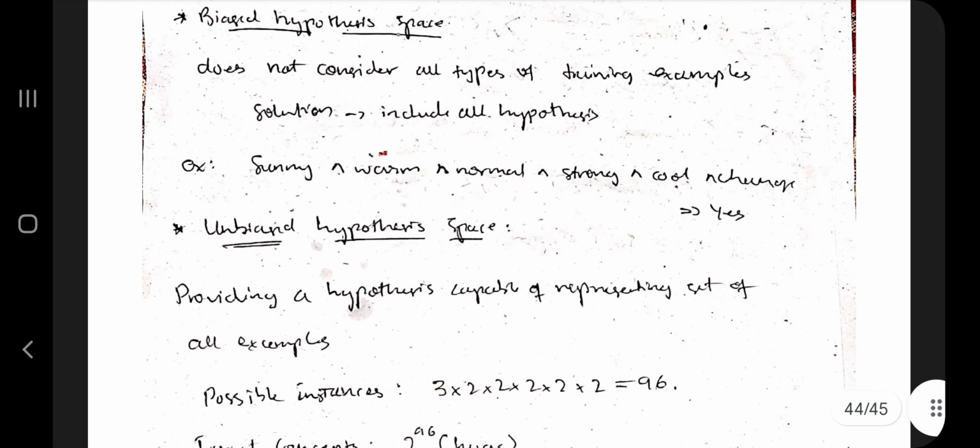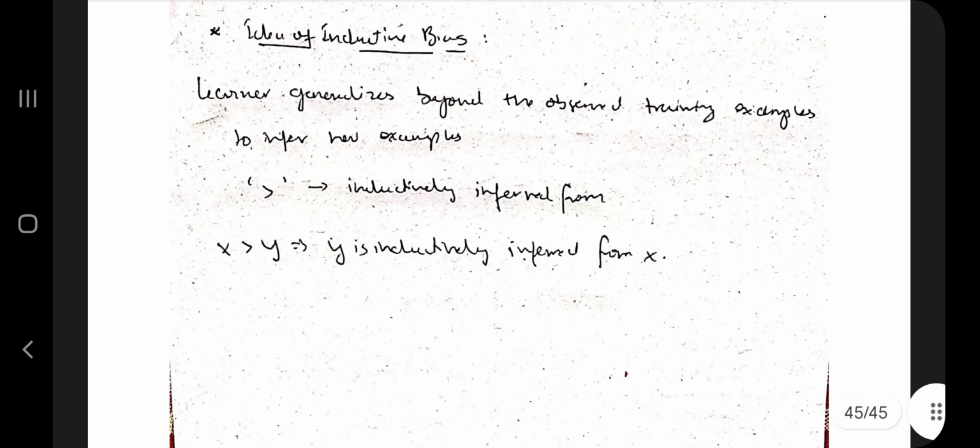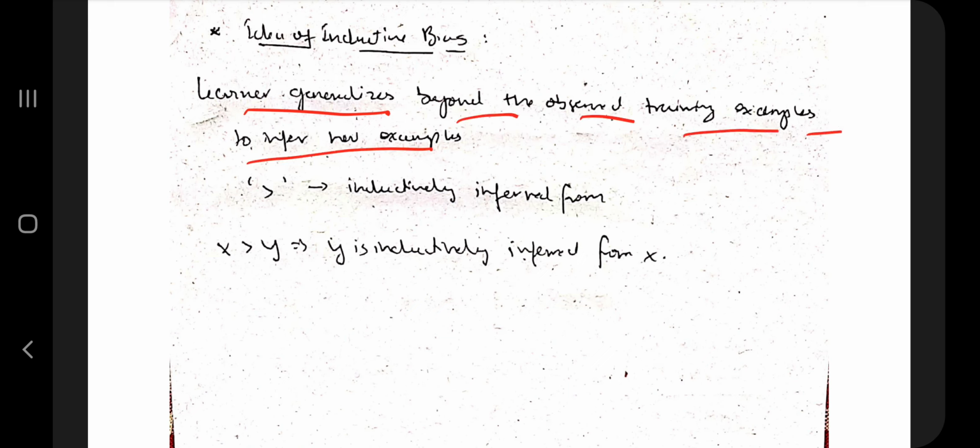So we'll be combining both of these and writing inductive bias. In that, it will just generalize beyond the observed training examples to infer new examples. For that, we'll be using x. Y is inductively inferred from x.